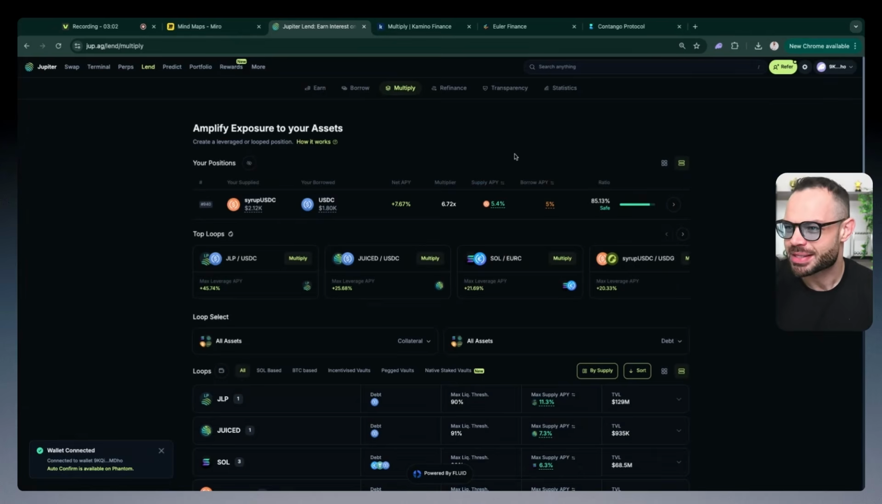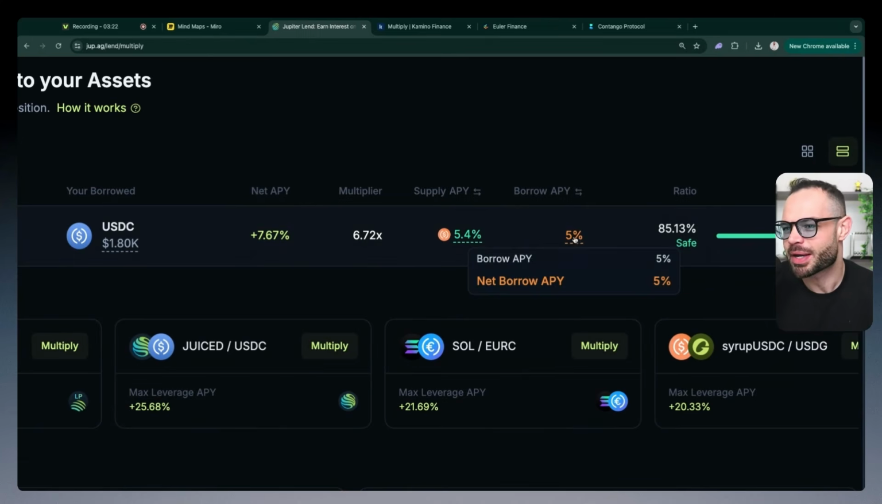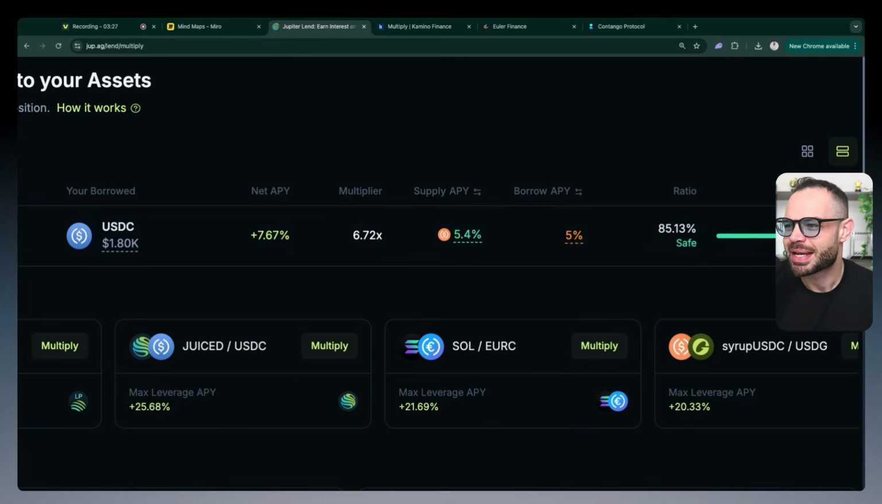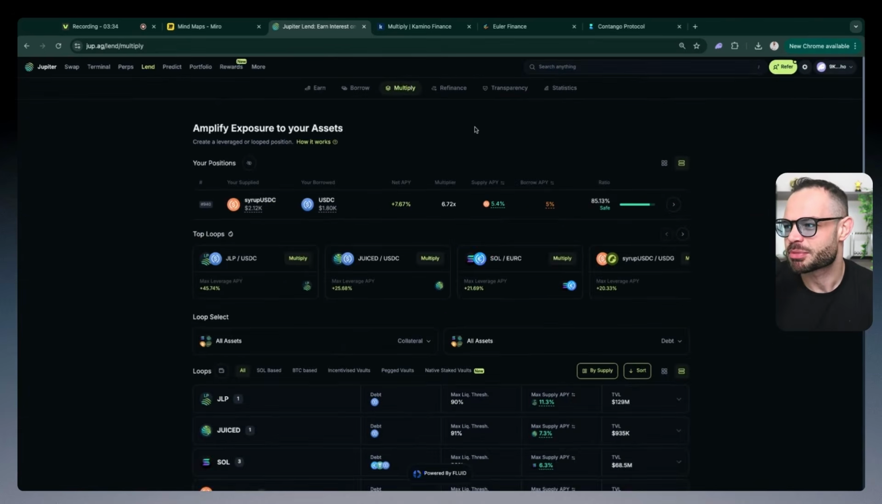Now, the interest rates in question are always varying. This is another thing you need to understand when running this type of stablecoin looping strategy, because the supply side APY and the borrow side APY are always in flux. At this exact moment, the supply side APY I'm earning is 5.4% and the borrow APY is 5%. So I have a positive 0.4% interest rate arbitrage, and I'm able to loop up my exposure to 6.7x in order to be earning 7.6% net APY on this particular strategy.